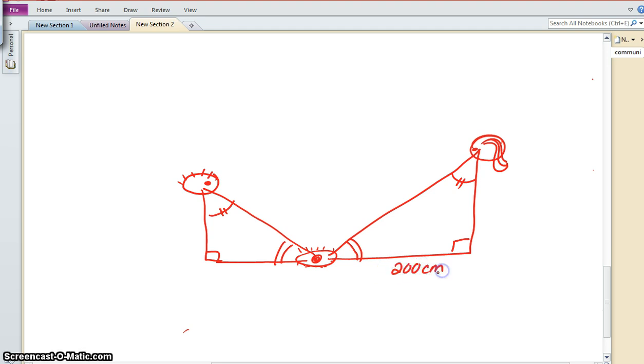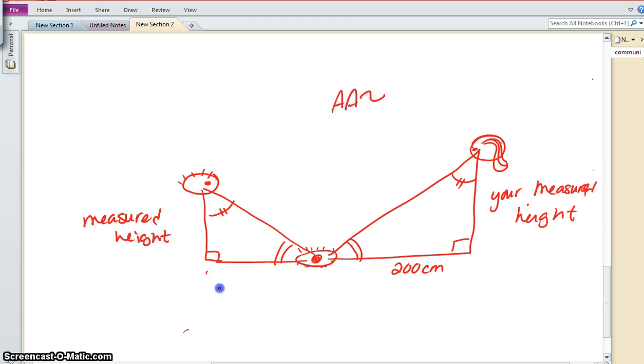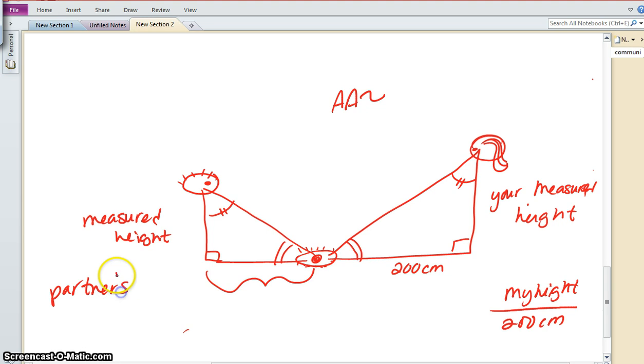So 200 centimeters here, your measured height here, your partner's measured height here. And you used angle-angle similarity to justify a proportional relationship between my height and 200 centimeters and my partner's height and this unknown value to set up the situation. So that's a great way to use similar triangles and proportionality.